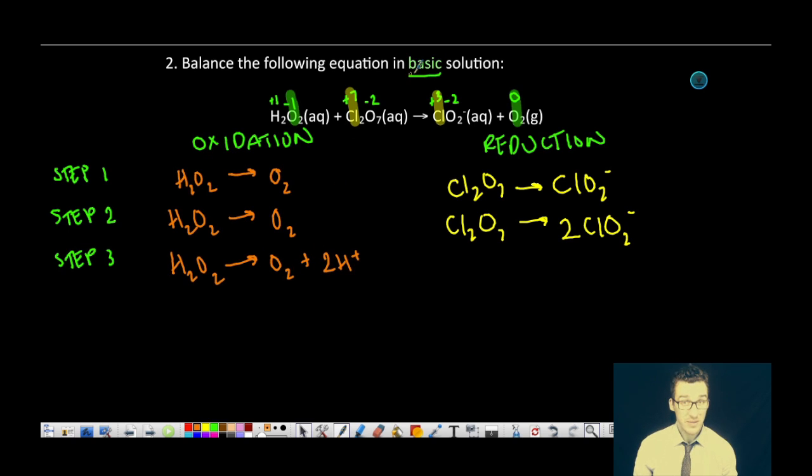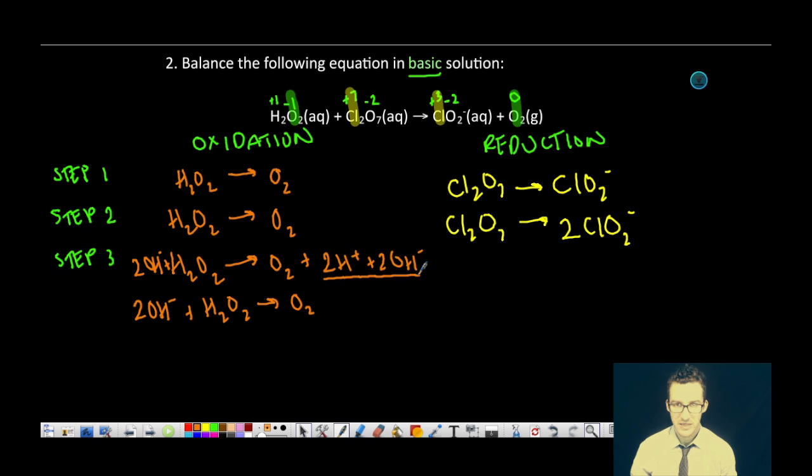But then you have to remember that we're in a basic solution, so we're not going to have a whole bunch of these free hydrogen ions floating around. And so however many hydrogen ions you add, you want to add the same number of hydroxide ions. And however many hydroxide ions you add to that side that has the hydrogen ion, you want to add that same number to the other side of the reaction. And once you do that, you can then rewrite the equation and combine your hydrogen ion and hydroxide ions to form water.